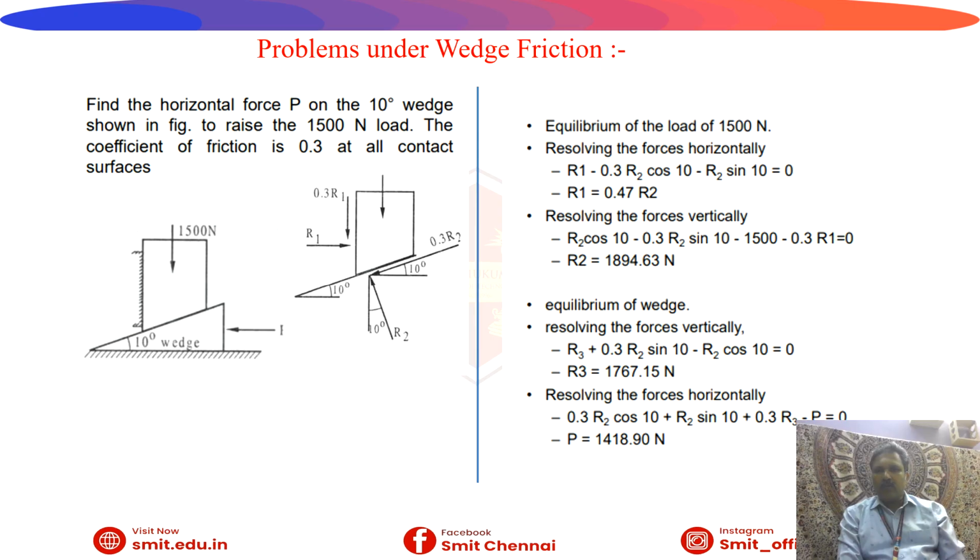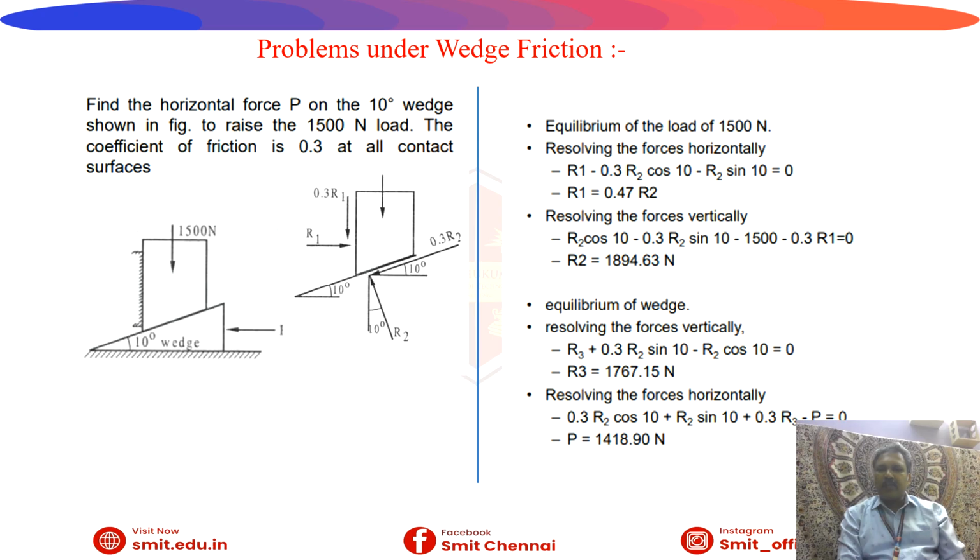Resolve the forces vertically: R2 cos 10 degree minus 0.3 R2 sin 10 degree minus 1500 minus 0.3 R1 equal to 0. Upon simplification, you will get R2 equal to 1894.63 Newton. Then for the wedge, this is for the wedge. Resolve the forces vertically. What you will get is R3 plus 0.3 R2 sin 10 degree minus R2 cos 10 degree equal to 0. Therefore, upon simplification, you will get R3 equal to 1767.15 Newton.